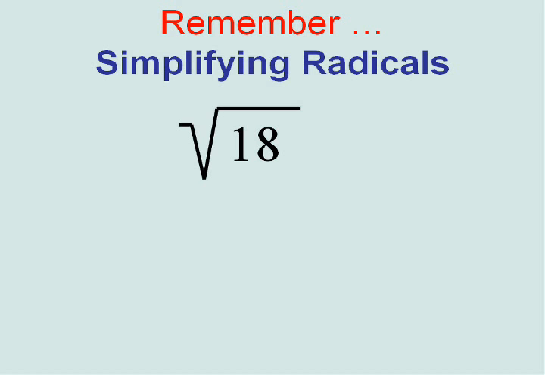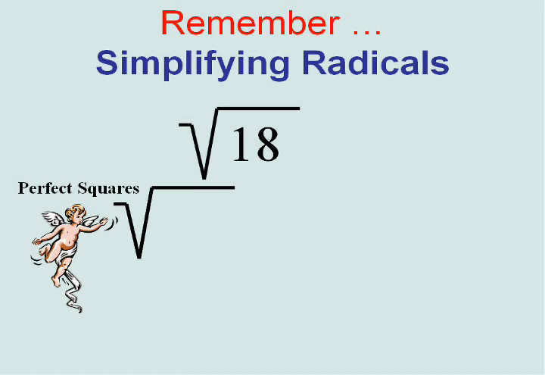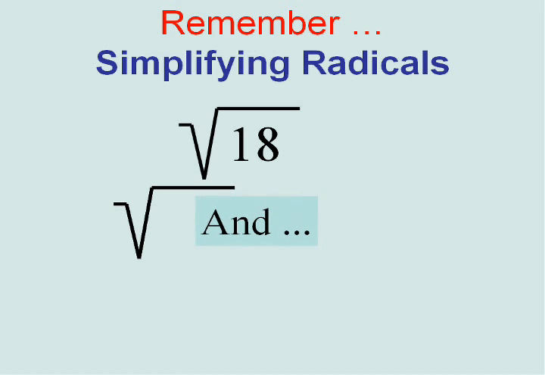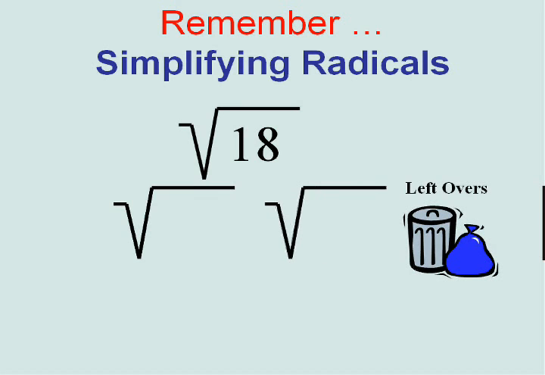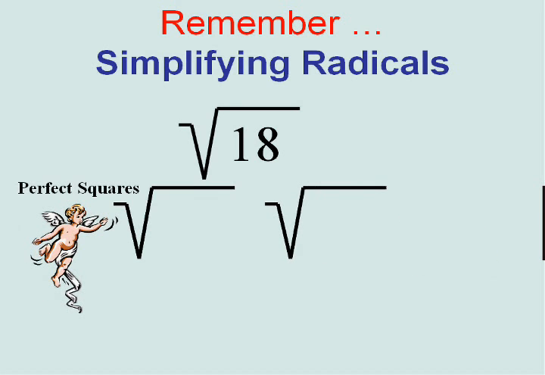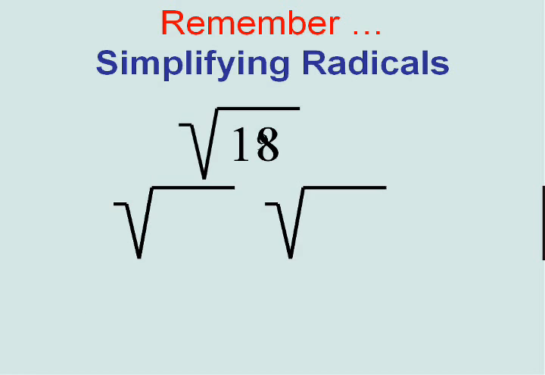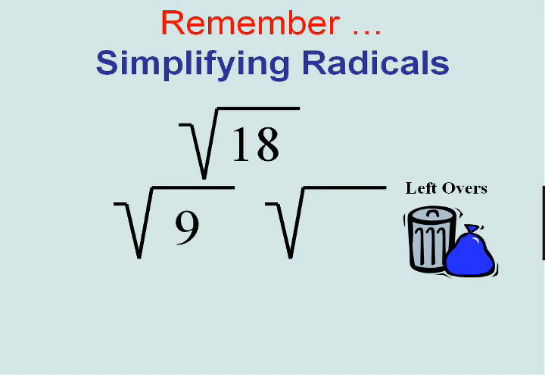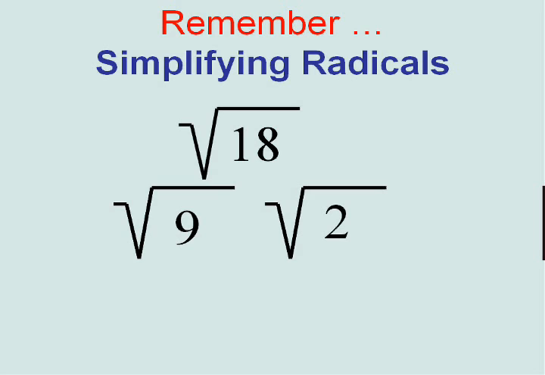Do you remember when we simplified radicals? Well, we broke them into the perfect squares, and then what was left over? The garbage. In this case, the largest perfect square is 9. That leaves me with a 2, and this radical simplified becomes 3 radical 2.